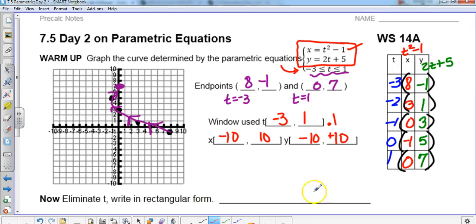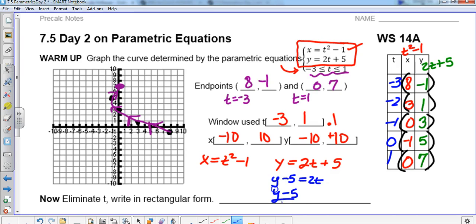All right, the second thing we learned on Friday was we talked about eliminating t. Eliminating t meant writing it in rectangular form. We can change this to say t equals and substitute it into this one, or the other way around. Anybody have a preference? Okay, I would have chosen the y as well just because I don't have a square root then. So I'd go y minus 5 equals 2t. So (y minus 5) over 2 is equal to t. Everybody okay? But I'm going to put that in here.